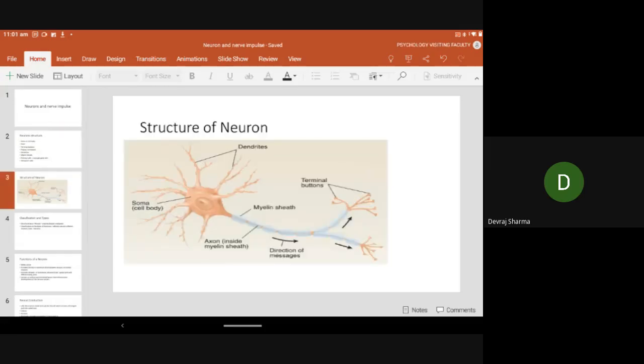See, there are some terminal buttons at the end of the neuron, in the structure of the neuron. These axon terminal branches or the nodes of Ranvier are on adjacent neurons. That means this neuron is connected with another neuron. So that is collateral sprouting.